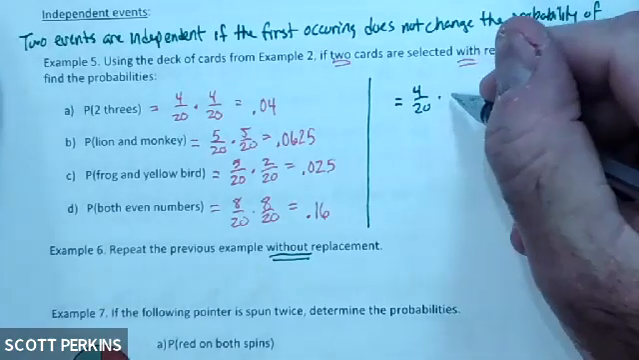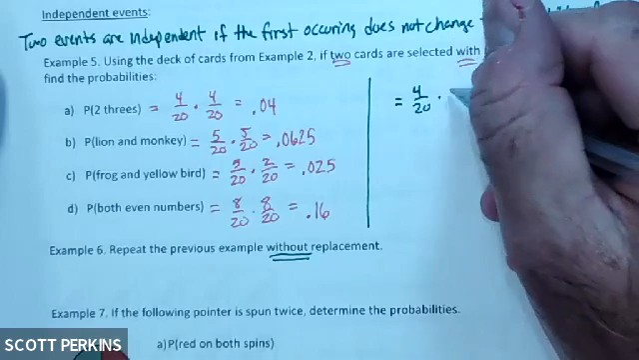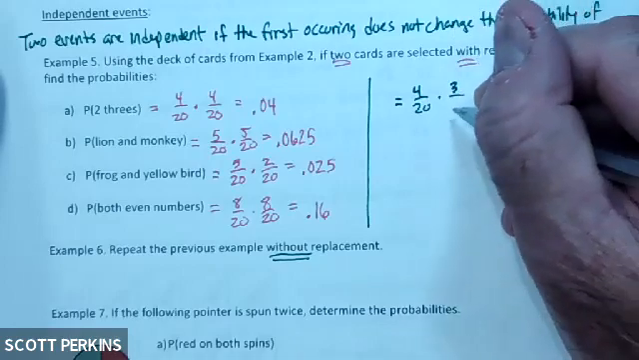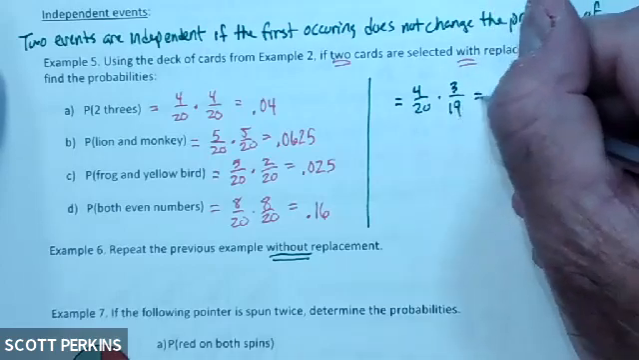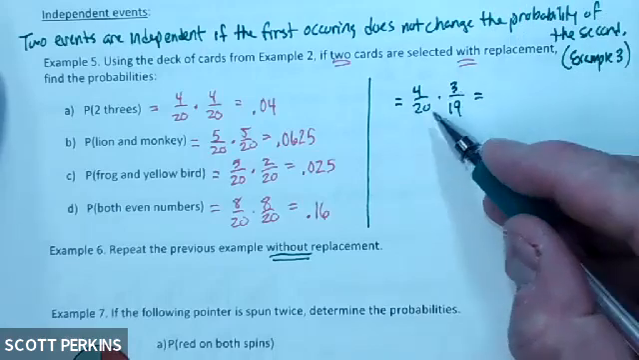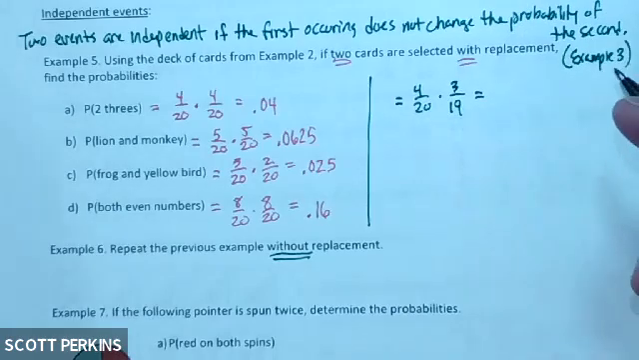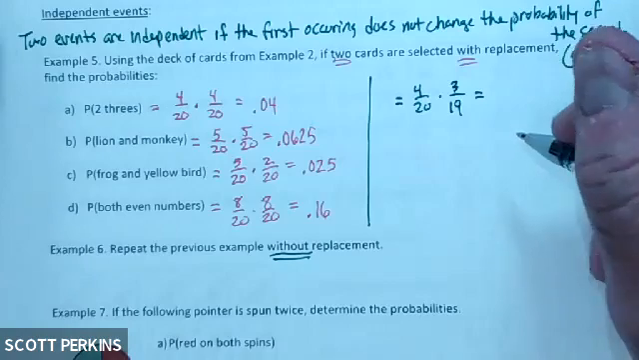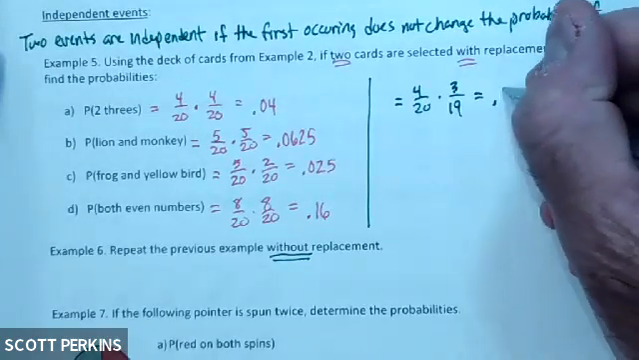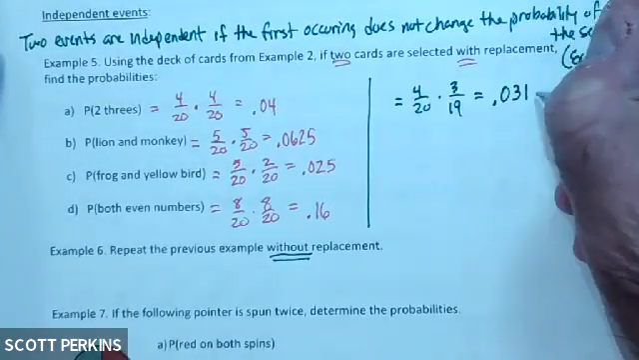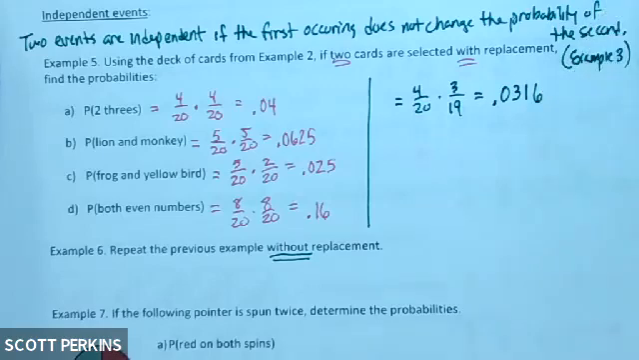So now how many 3s are left in the deck? 3 out of how many cards? Great job. You're doing excellent. So 4 times 3 is 12 divided by 20 divided by 19. What decimal is that? 0.0316. Do you have agreement on that? We feel good about it? Okay. I'm going to keep going.